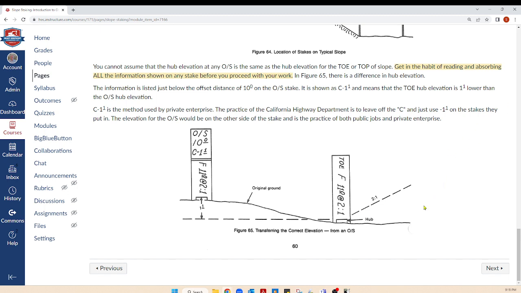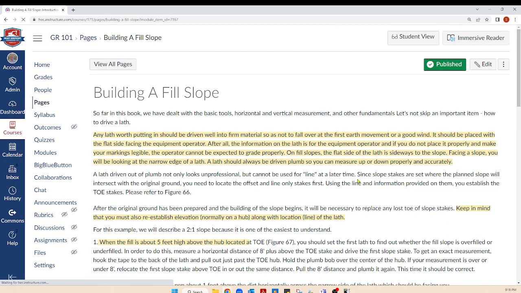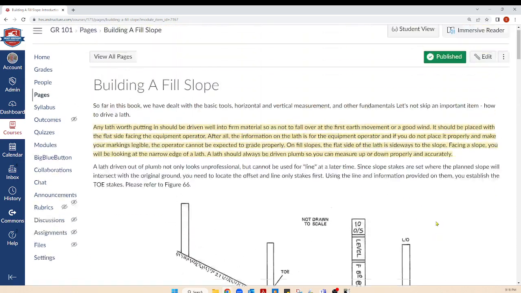So let's not get too far ahead here. Offset, and then telling you where to set your toe stake, and then what to put on your toe stake, and actually what to do. So do we need to go next? Building a field slope. Yes, we do.